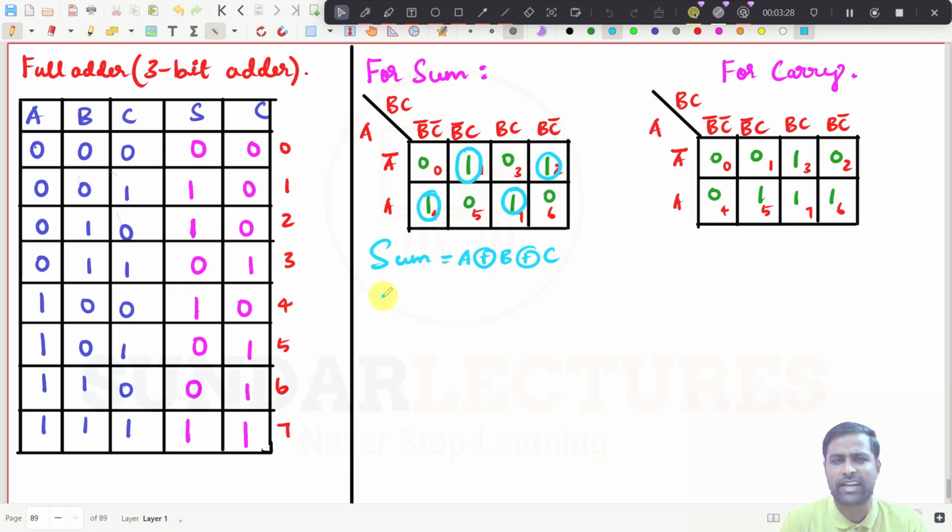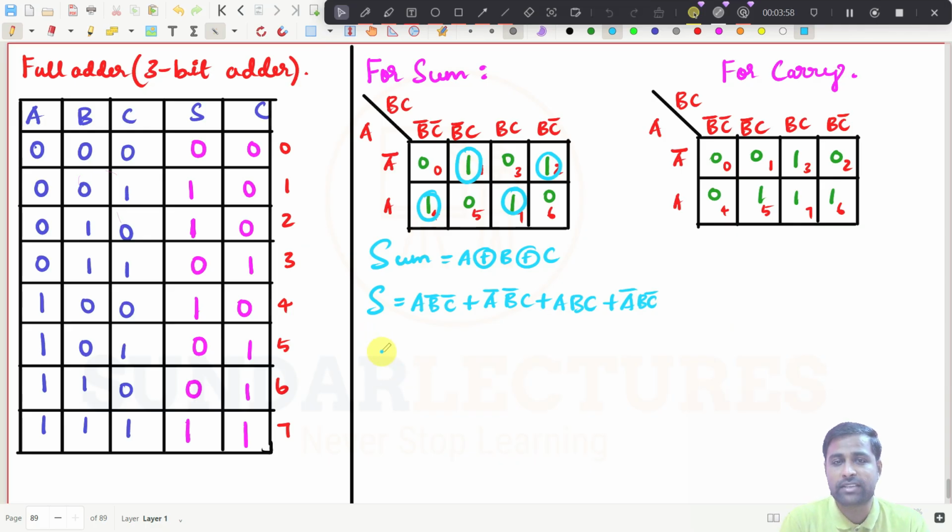Anyhow, maybe I will write the equation for sum. Get the equation from here now. For the first one, it is A B bar C bar. For the second one, it is A bar B bar C. Plus the third one, it is A B C. What is the fourth one? It is A bar B C bar. This is the equation, right?